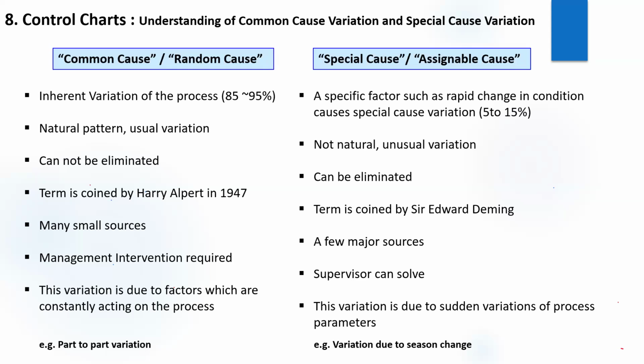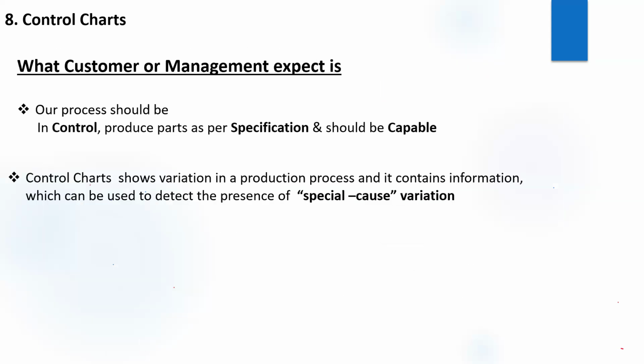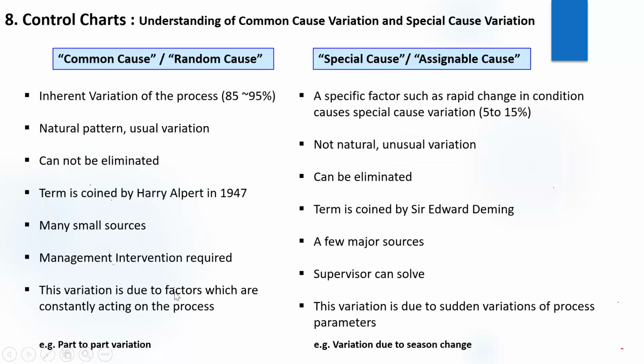And as per Mr. Deming, Deming was saying that 94% is the contribution of common causes, and only 6% is the contribution of special causes. So what Deming was saying to the management is that common causes are always solved by management. The operator can solve only 6% of problems. You should solve 94% of the problems, because 94% of the problems are because of the common causes, and only 6% are because of the special causes.